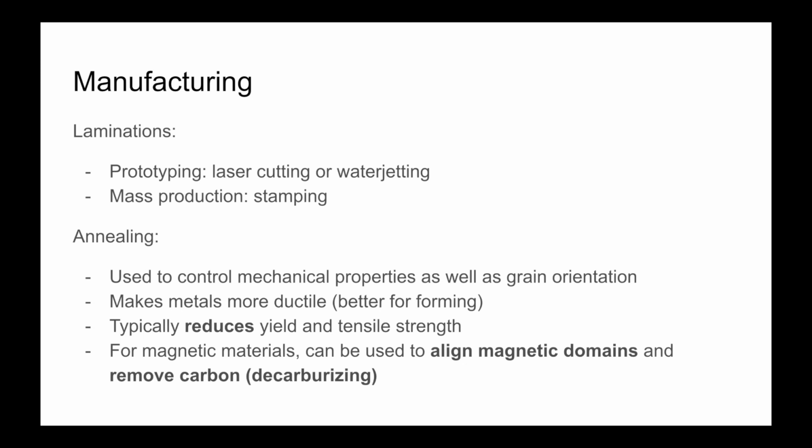Once the laminations are cut, they are usually annealed. Annealing is a process in which the material is heated and cooled in a controlled environment in order to control the mechanical and magnetic properties. In general, annealing makes the material more ductile, which makes it better for forming, but simultaneously reduces yield and tensile strength. In the case of electrical steels, it is all but essential to align magnetic domains and remove excess carbon to get the small hysteresis curves mentioned for efficient magnetization.